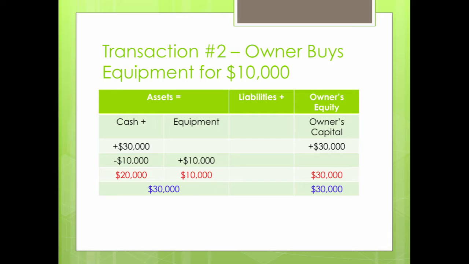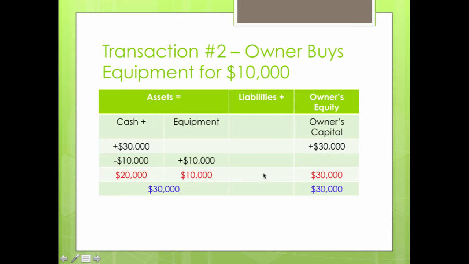Notice that we still have the information from transaction number 1 in this slide. Our cash account started with a balance of 30,000. And we must subtract 10,000 in order to pay for the equipment that was purchased with cash. So now our new balance in the cash account is 20,000 and it's in red. In our equipment account, it started at 0 and we purchased $10,000 worth of equipment. So now we have $10,000 in the account.